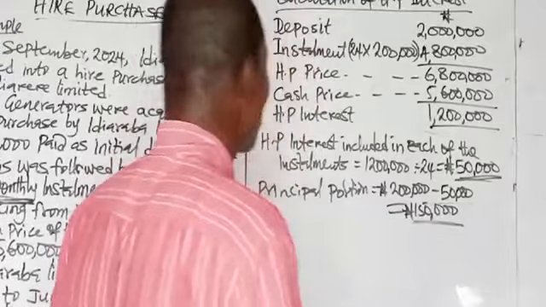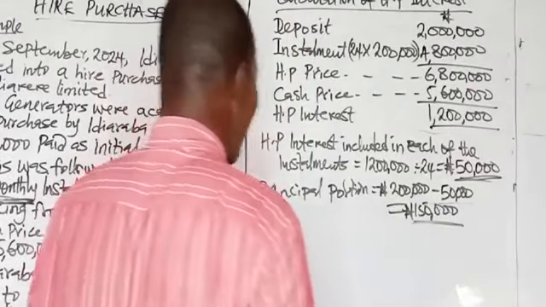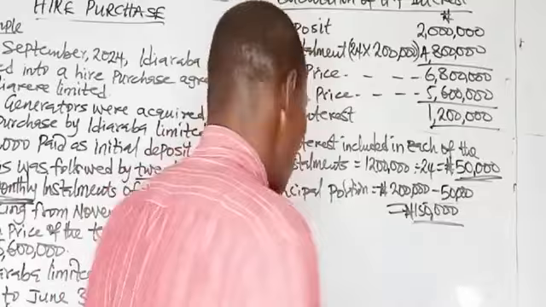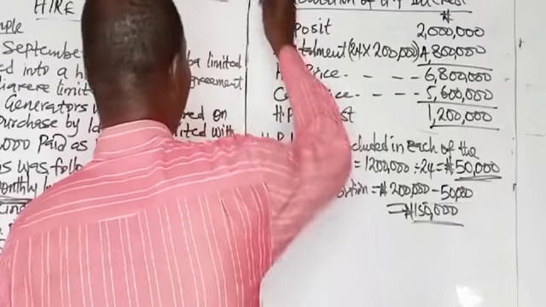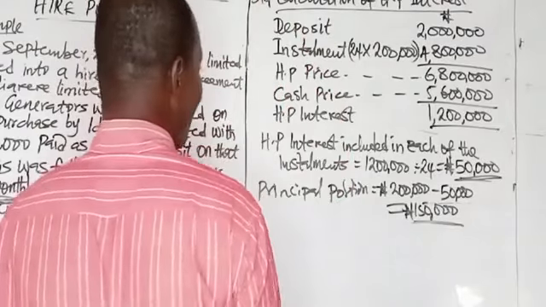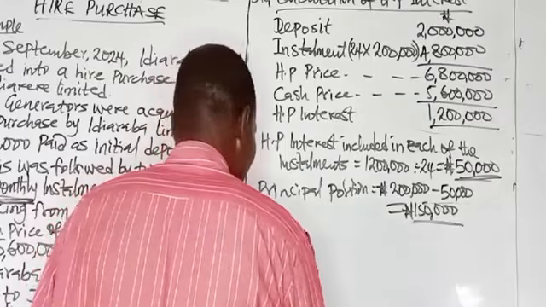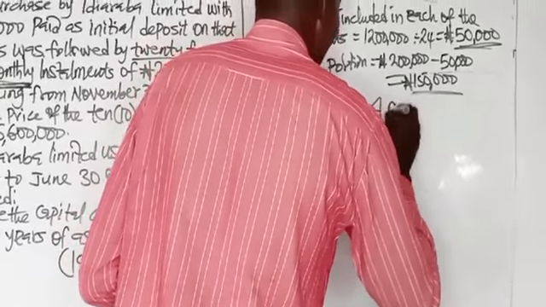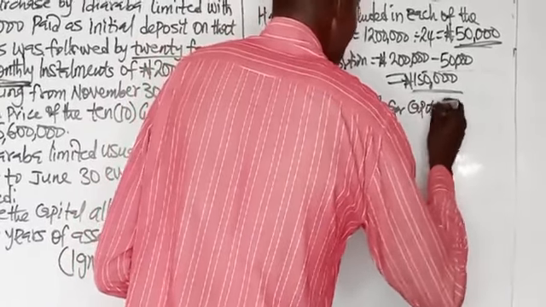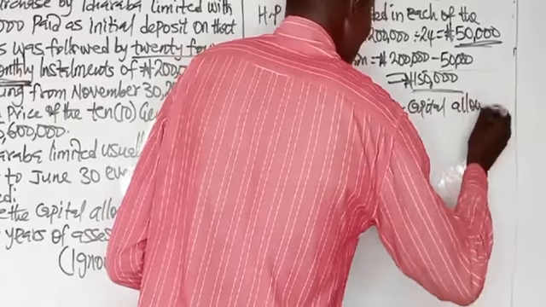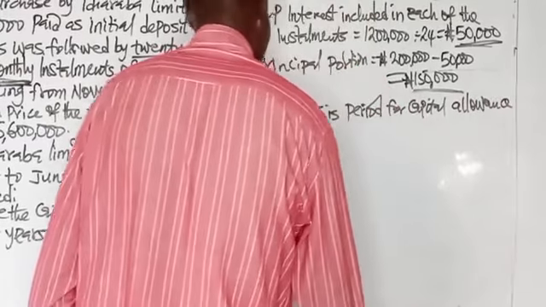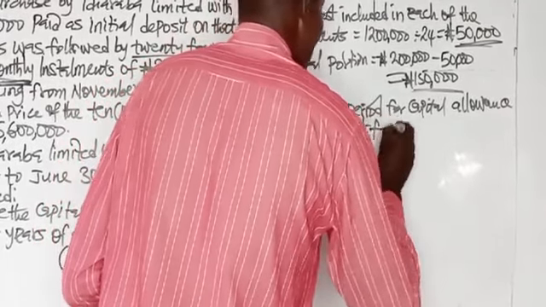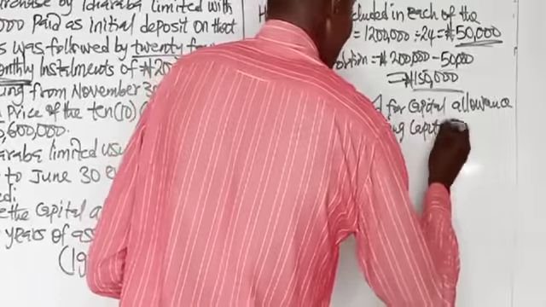The next thing is to determine the basis period for capital allowance purpose and the qualifying capital expenditure. That is the second step, if this is step 1. Step 2, basis period for capital allowance and the qualifying capital expenditure.